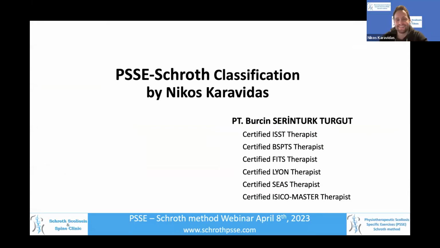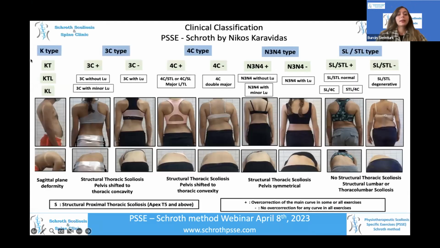Go forward, Burcin. Hi everyone, I am Burcin Serinturk from Turkey. I am happy to be here with you. I will be guiding you on how we can classify scoliosis according to PSSE-Schroth, and the content will cover the types of scoliosis and the approach we should have in the Schroth method. Yes, let's start with the classifications.